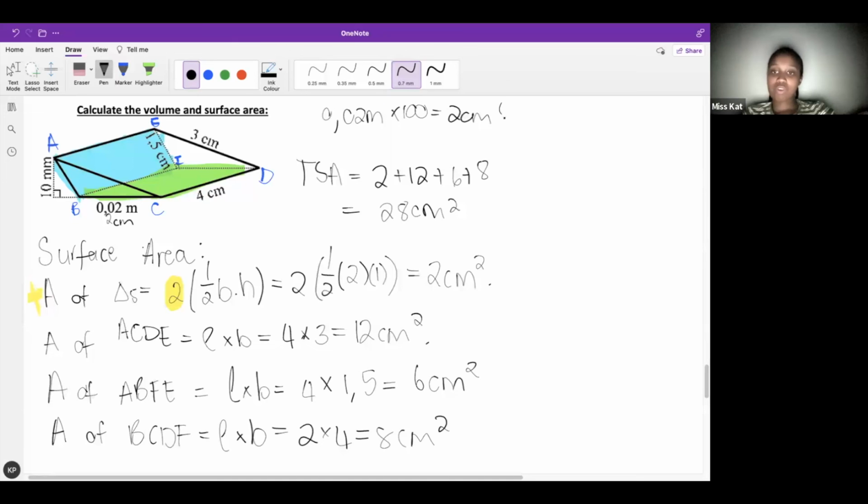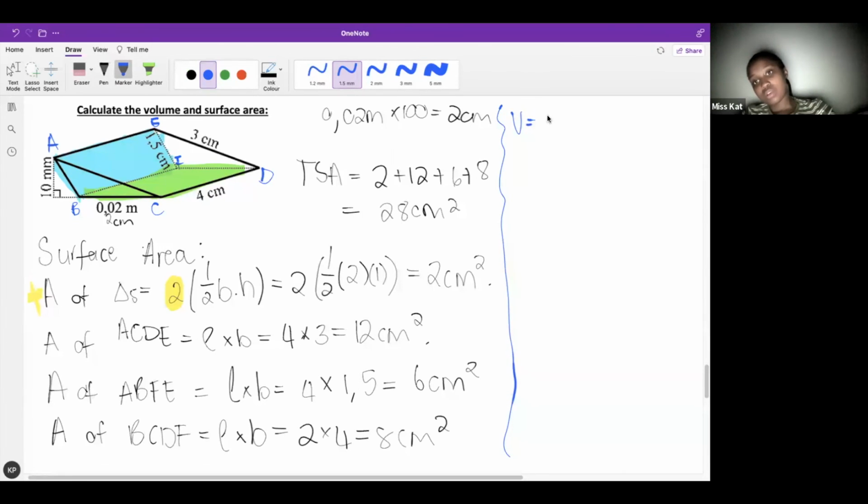Now we still have to do volume. What's my formula for volume again? We still have to do volume. Remind me: area of base times height. Thank you. Volume is area of base times big height. In this case, we have a triangle.